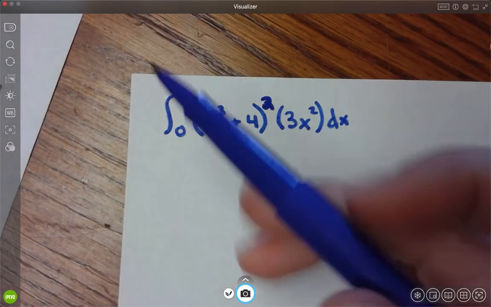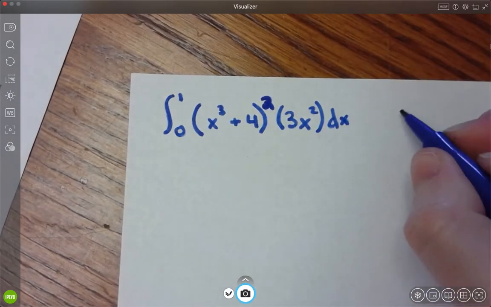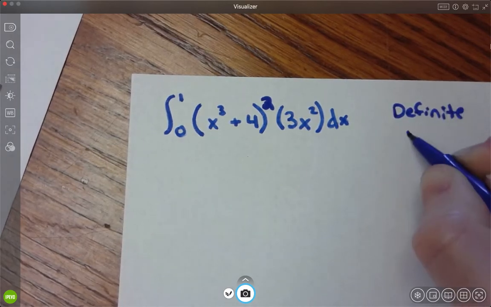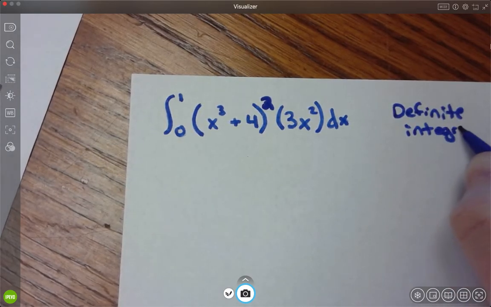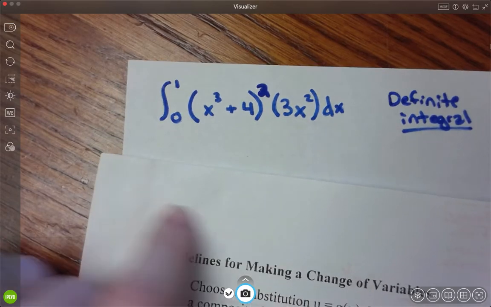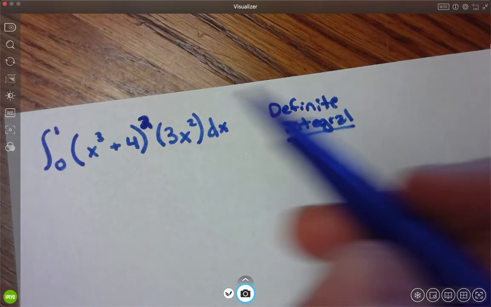And I'll show you kind of what this looks like with the 0 and the 1 in there. So this is a definite integral because it will have those limits of integration. If you want to put this on the back side, you might have some room here at the top to do this. Otherwise, you can grab another sheet of paper or whatever you have handy. But I'm going to show you kind of what this looks like.